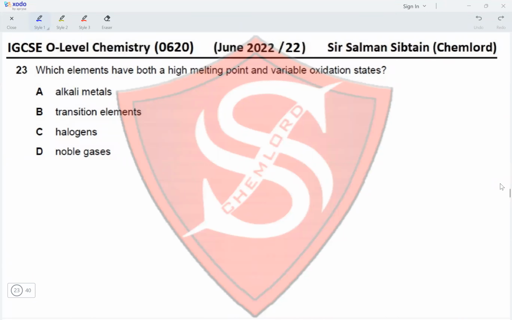Question 23. Which element has both a high melting point and variable oxidation state? This should be a transition element. So alkali metals, no. Transition elements, yes. Halogens, no. Noble gases, no. Straightforward question. Therefore, the correct option for this question is option B.